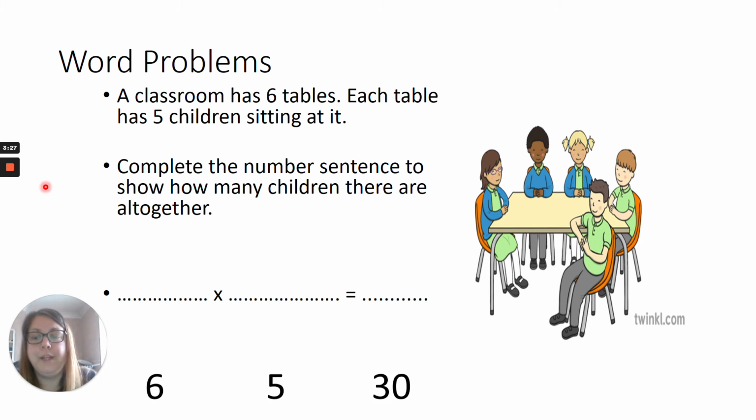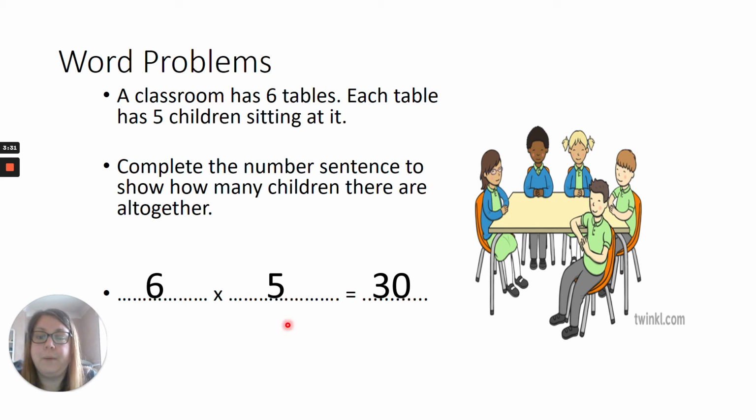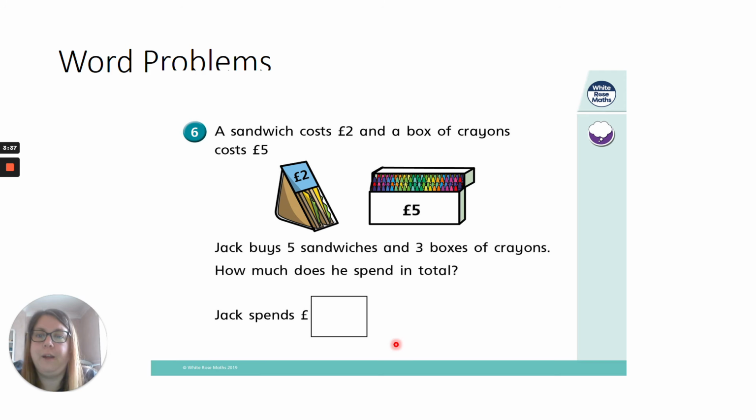So it would be 6 times 5, which is 30, because we know we've got 6 tables and we've got 5 children sitting at it, so we've got to times them together, which gives us 30. Well done if you said that. A sandwich costs £2 and a box of crayons costs £5. Jack buys 5 sandwiches and 3 boxes of crayons. How much does he spend in total?